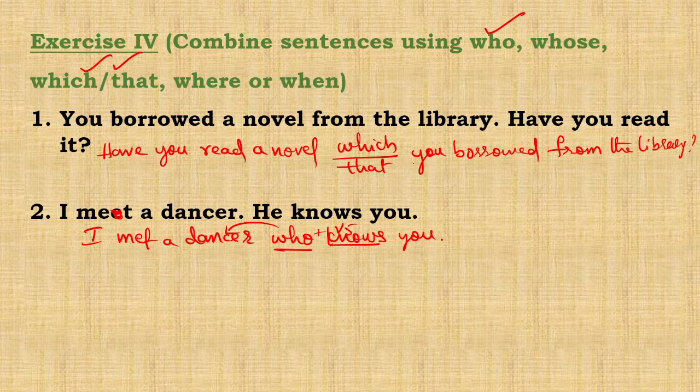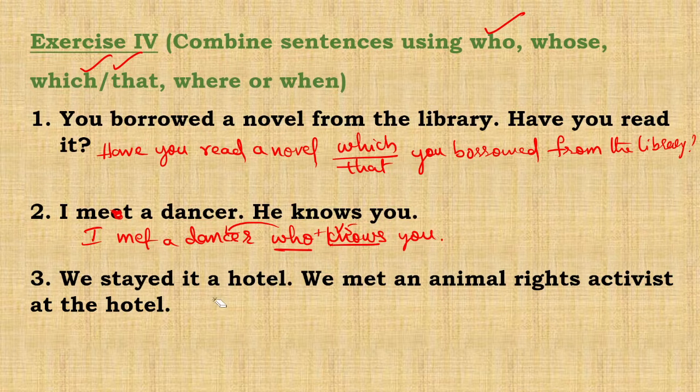Okay, next one. We stayed at a hotel. We met an animal rights activist at the hotel. So here we are speaking about a hotel. Hotel is nothing but the combination of where. So you can read the sentence as we stayed at a hotel. Stayed, it is not it, it is at. We stayed at a hotel where we met an animal activist. Immediately you can eliminate full stop here. Add only where in this part. Remaining sentence is as it is. So you need not change any sentence.